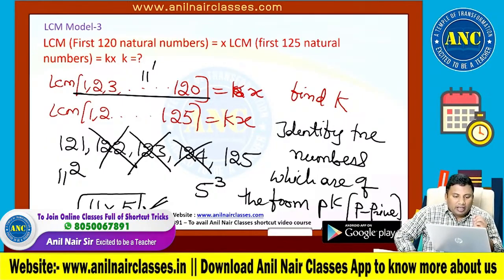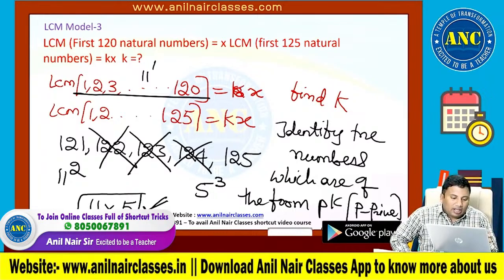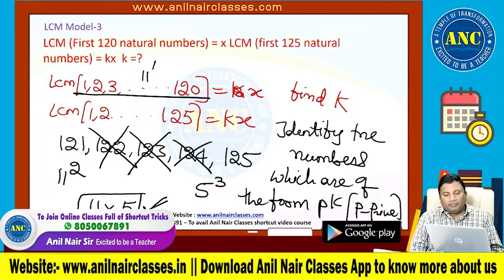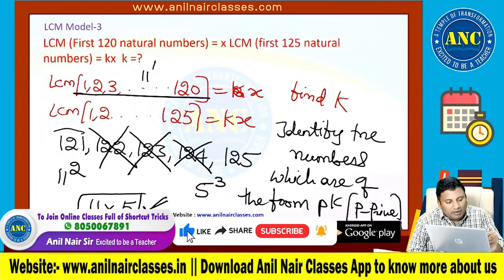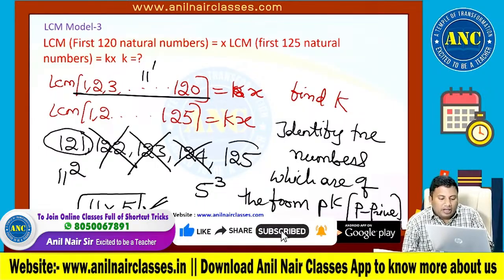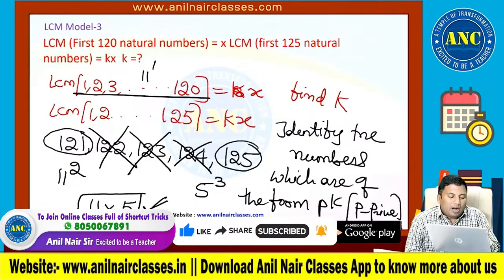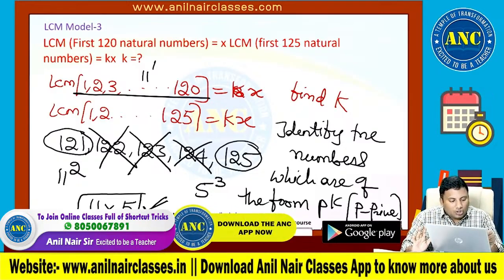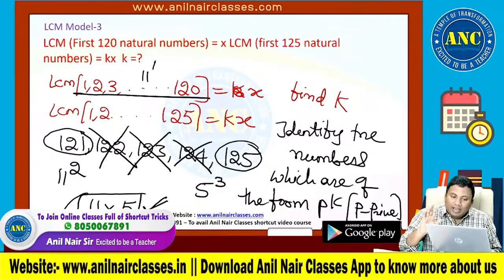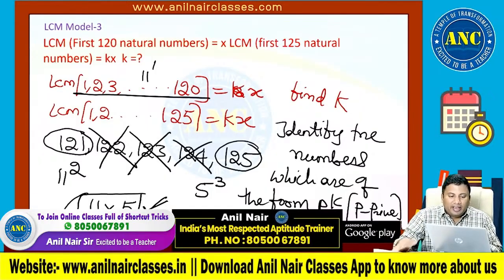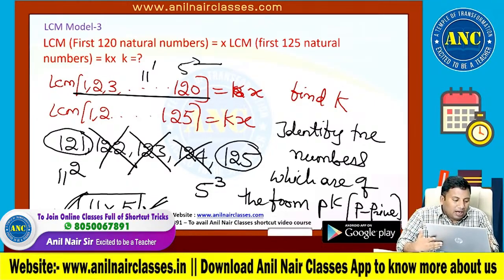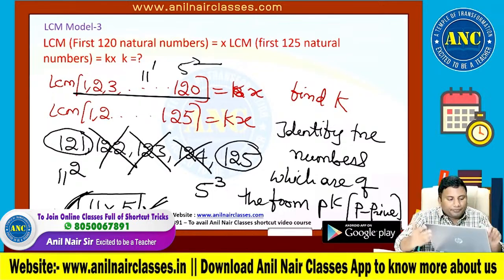Again I am explaining. After 120, what are all the natural numbers? 121, 122, 123, 124, 125. 121 is 11 square. 125 is 5 cube. Power of 11 till 120 is only 1, the highest power. So an extra 11 will come. 5 square is 25, 5 cube is 125. Extra 5 will come. 11 into 5 is 55. Clear, right? One more.